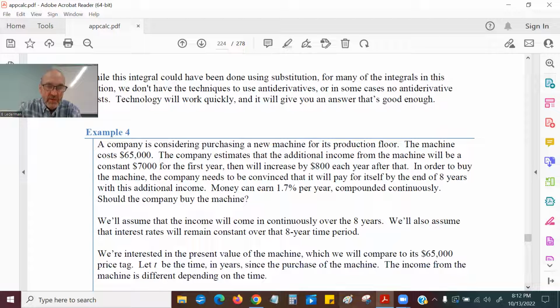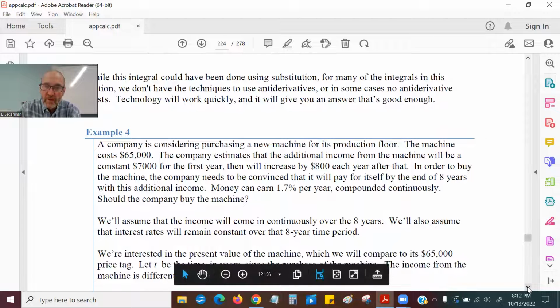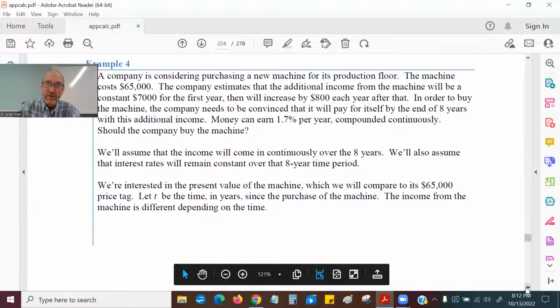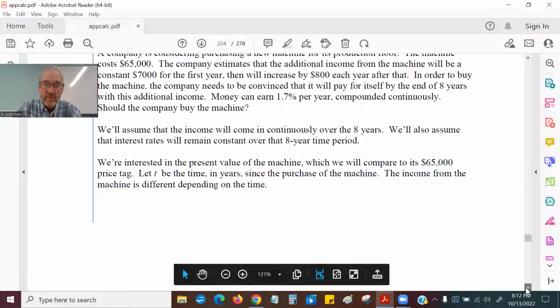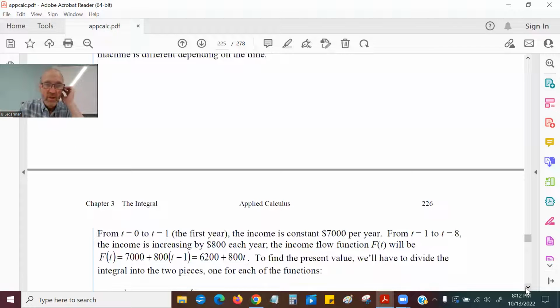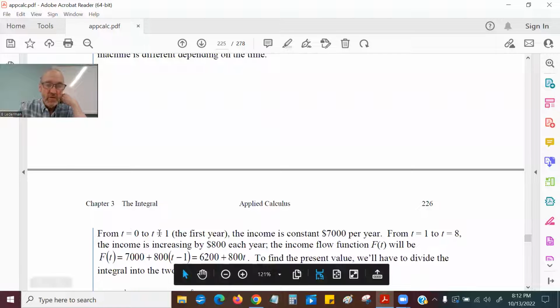So t is going to be the time in years since the purchase of the machine. The income from the machine is different depending on time, meaning it varies. The income varies because every year it increases. So here's how it's going to work. From t equals 0 to t equals 1, meaning the first year, the income is going to be 7,000 per year. From t equals 1 to t equals 8, it's going to increase by 800 each year.